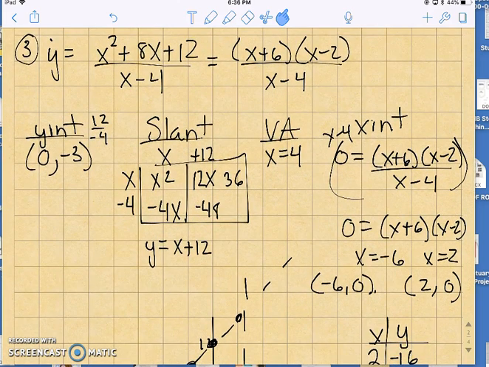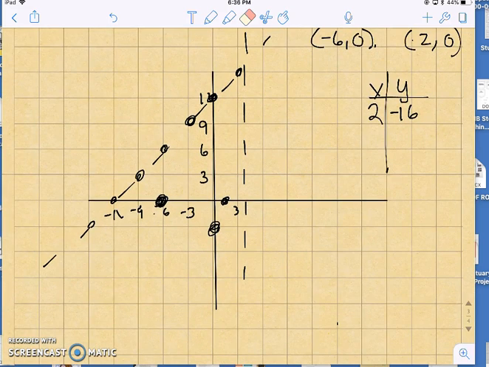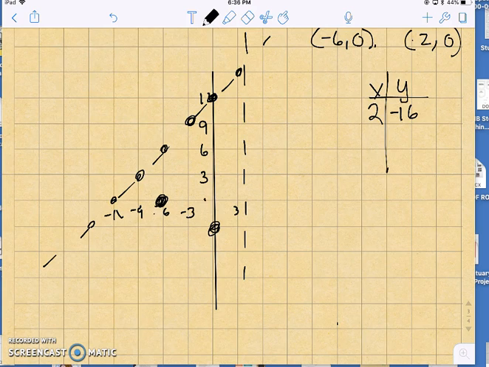Oh, I think I factored it wrong. Okay, this is plus 2. That's what happened. So it's really at negative 2, 0. I was going to say, this is looking really weird here. These aren't matching up. So we got negative 2, 0. And when we did positive 2, we got negative 16, so way down here somewhere.